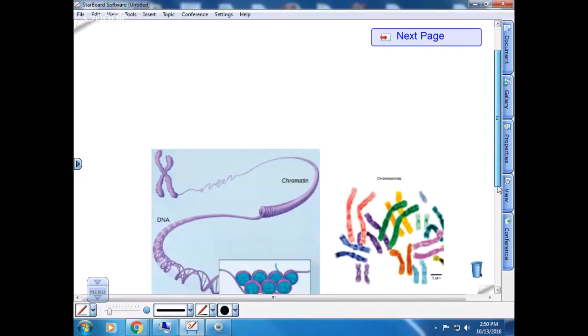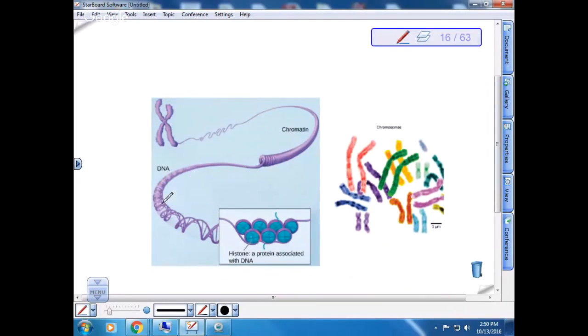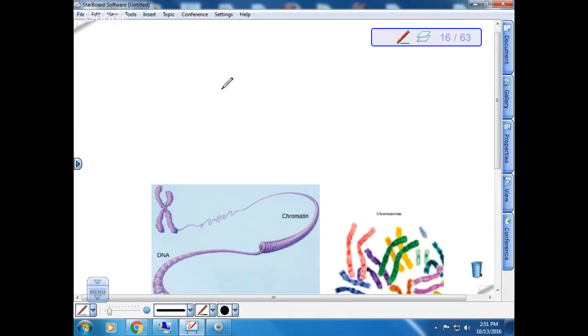Here they show the chromatin, right? It's uncondensed. And then they show the DNA molecule being wrapped around these histone proteins, and it can wrap tightly around them, and then you get structures that look like this, which are probably pretty familiar to you. This is what chromosomes look like. So I can draw an image of a chromosome. So this would be a chromosome.